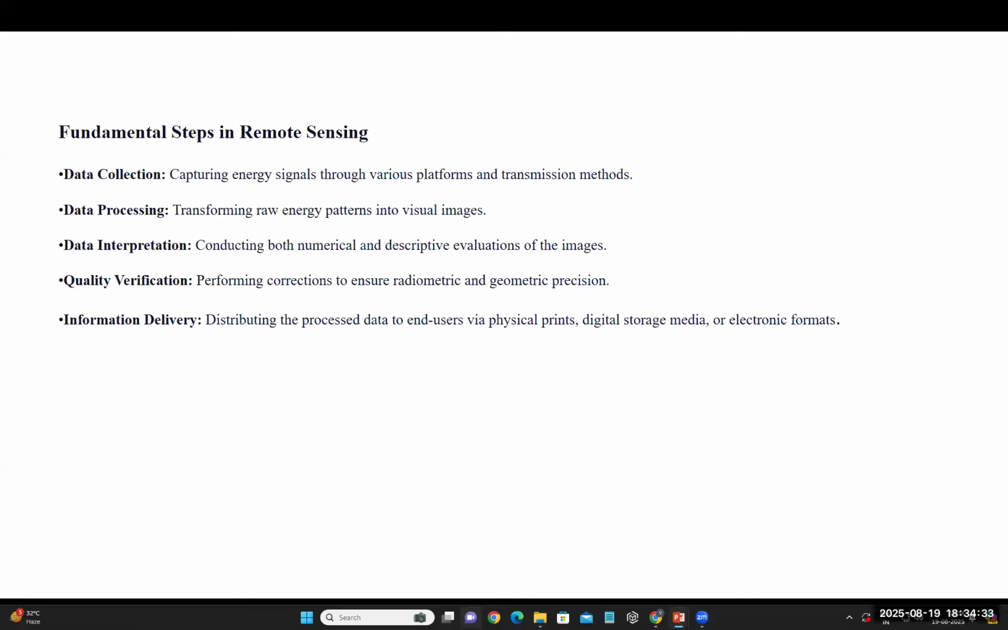Supervised classification and unsupervised classification. Yes, ma'am. So in crop identification, there are two types of processes. We have to extract features from images, the identification of certain objects which are present there. Then there are two types of classification: unsupervised and supervised classification.